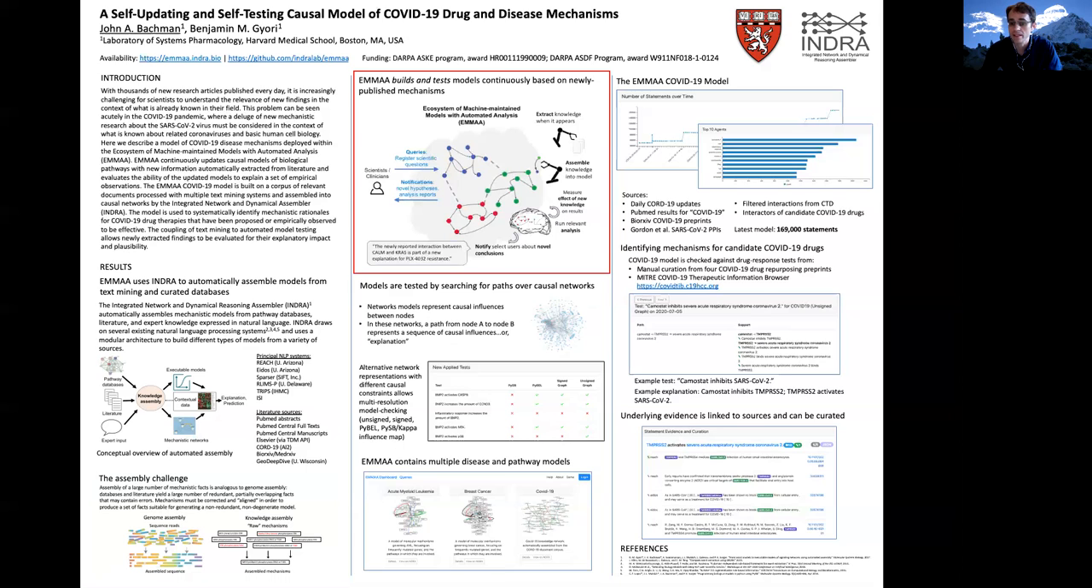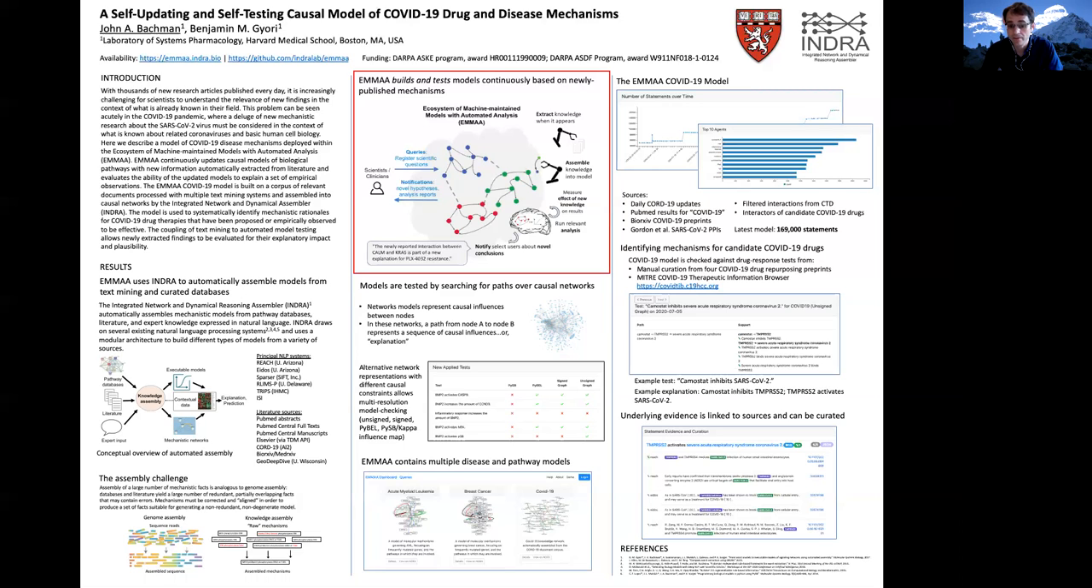So EMMAA not only uses text mining tools to extract new knowledge, that's the machine-maintained part, but it also adds important context to these findings in 2 ways. First, through the knowledge assembly process, the system can determine whether a newly extracted mechanism is already known or overlaps with a mechanism that is already known. And second, the system can determine whether that new mechanism changes the behavior of the causal model implied by that knowledge. So this is the automated analysis part.